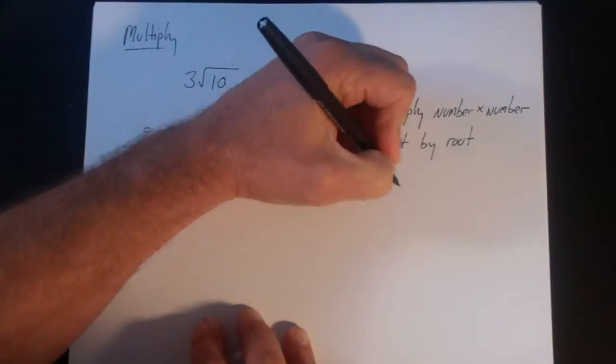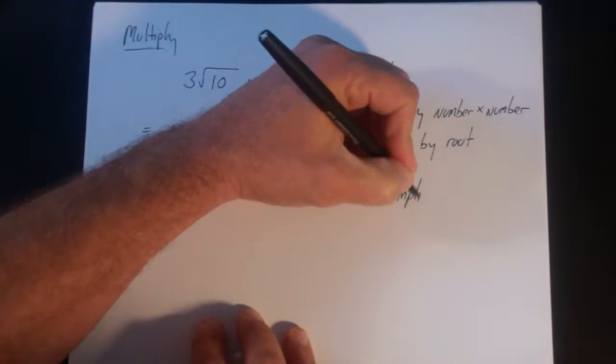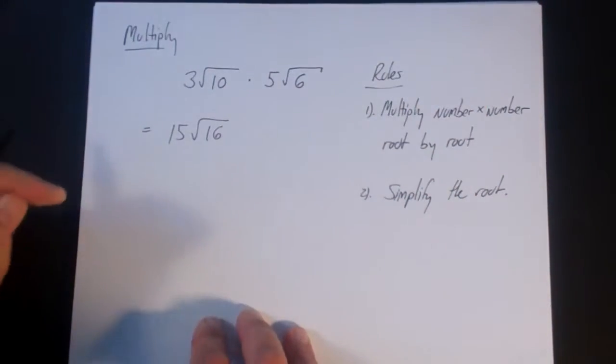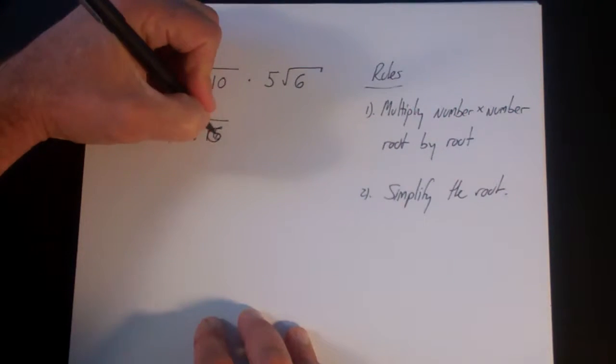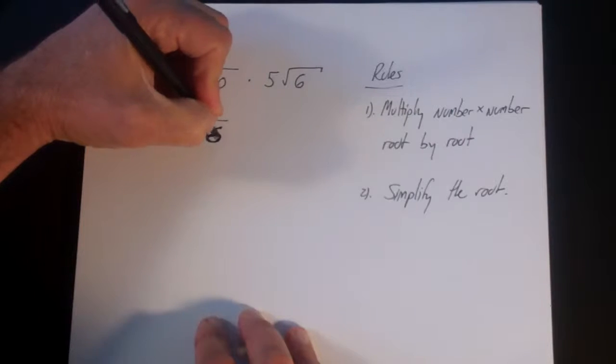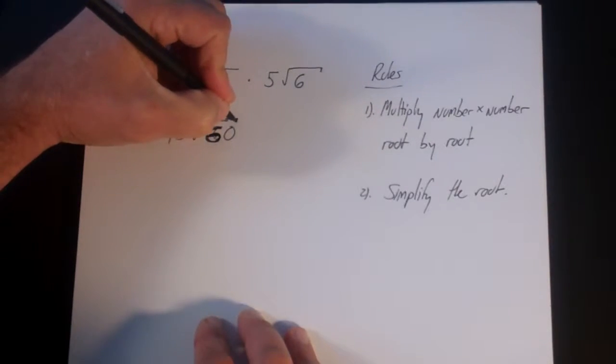And then the second step is you just need to simplify the root. You can't always simplify the root, but if you can, you want to. Let's see, 10 times 6 is 60. So it's 15 square root of 60.